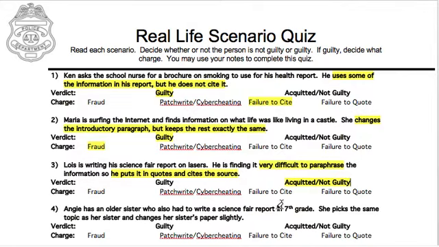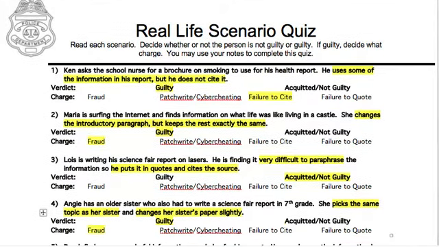Angie has a sister. She decides to pick the same topic. That's completely fine. She can do that. But she decides just to change her paper slightly. Maybe she takes a couple words, changes it. Maybe she changes a couple of the details. No matter what, it is still guilty. This is an example of fraud because basically what she is doing is she is taking somebody's work and passing it off as her own. So whether that person she knows or doesn't know, it's still fraud.